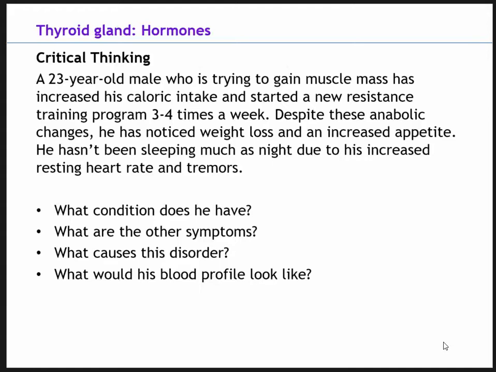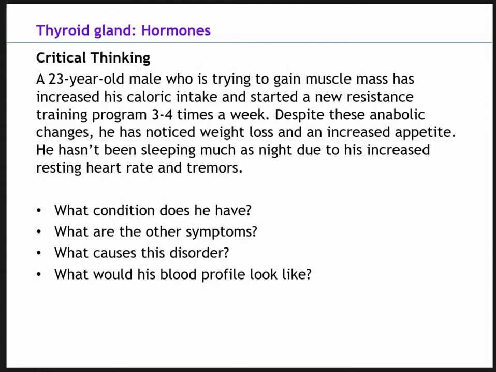Hyperthyroidism. So hyperthyroidism is excessive production of thyroid hormones. All right, so we said hyperthyroidism. Other symptoms involved with this would be nervousness. So we already said increased heart rate, weight loss, also mood swings. He's not sleeping, so insomnia, and then some anxiety.